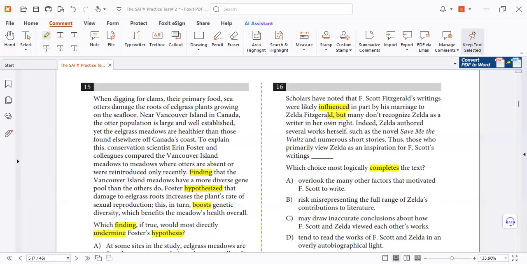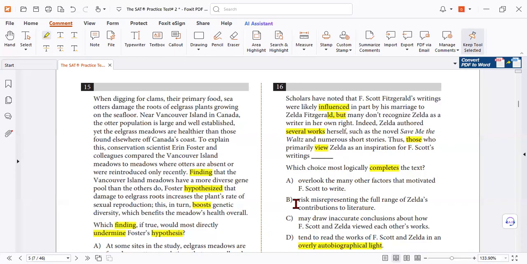Letter D. Letter D, no, my friend. Let me help. Researchers and critics tended to read the works of Anselm in an overly autobiographical light, but we don't have any information about an autobiographical light at all. But he mentioned the several works, so letter D is not mentioned.